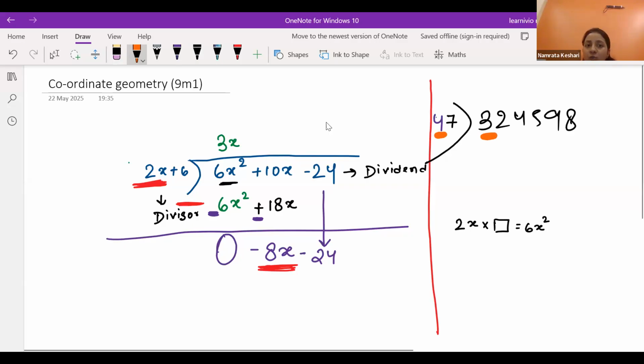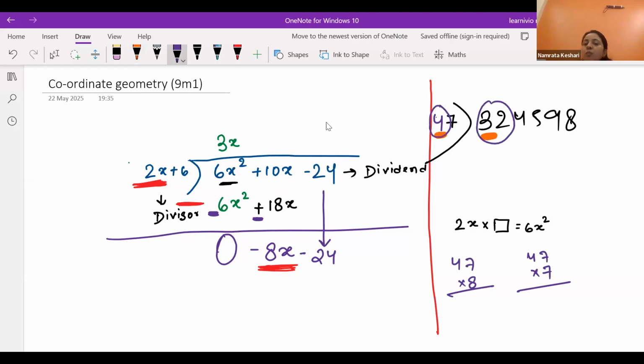Let me tell you what they do. They read the table of 4 and they realize, okay, 4 8 times 32. Then they check 47 into 8. If that is a bigger number, then they check 47 into 7. This is what they do. Just to get an idea, they check this number with this number. Are you getting it? Yes, ma'am.